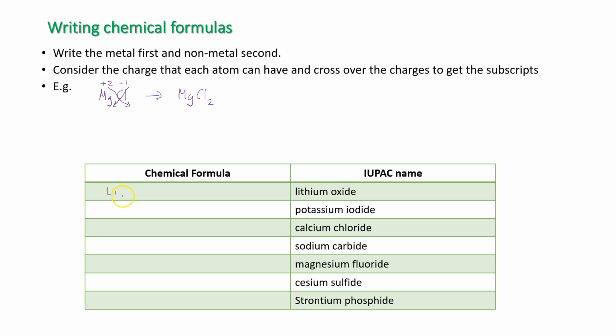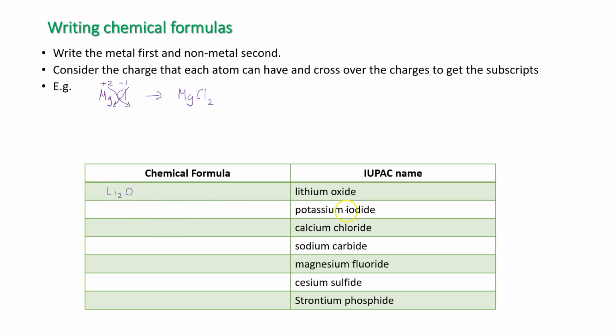So I'm going to start by writing lithium. Li is the symbol for it. And in this case, since lithium has a +1 charge and oxygen has a -2 charge, when we cross over, the lithium is going to get a subscript of 2, and the oxygen is just going to have a subscript of 1. So it's going to be Li2O.